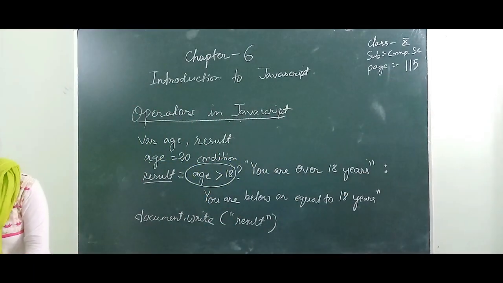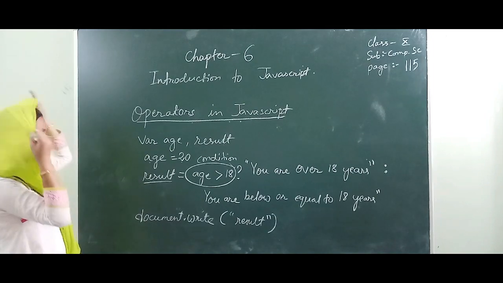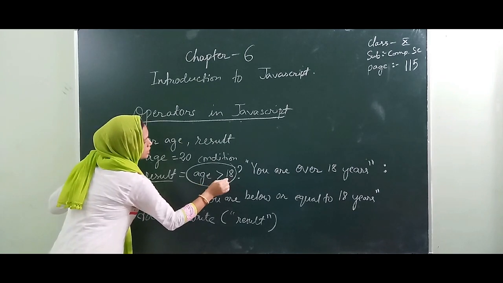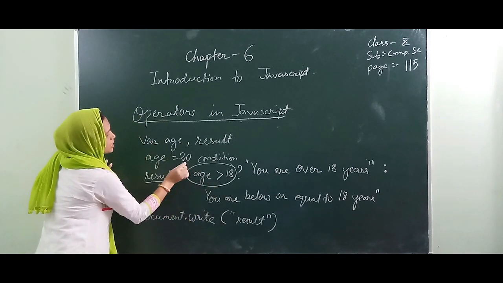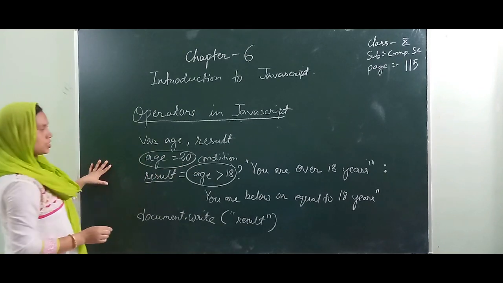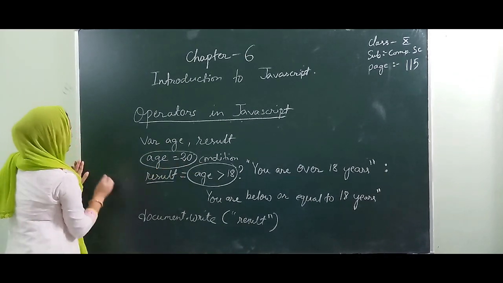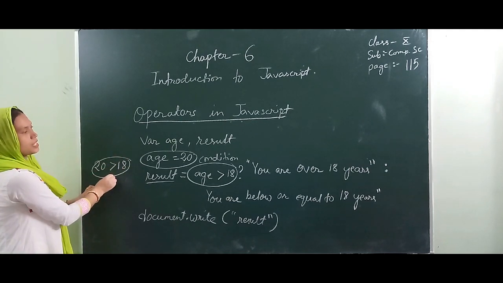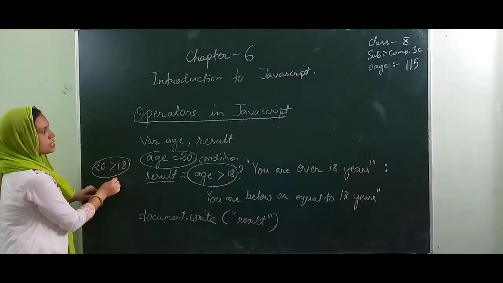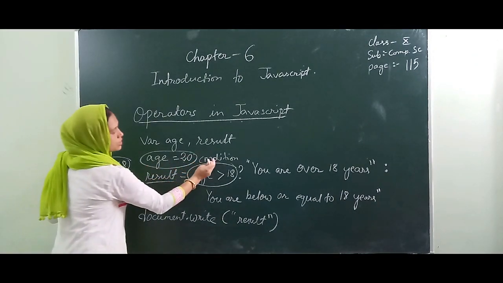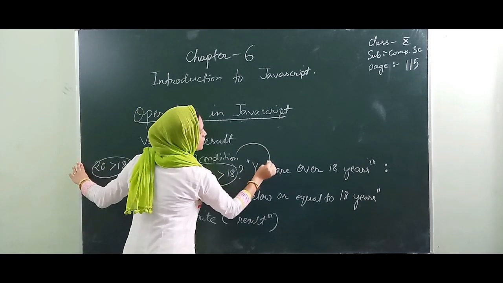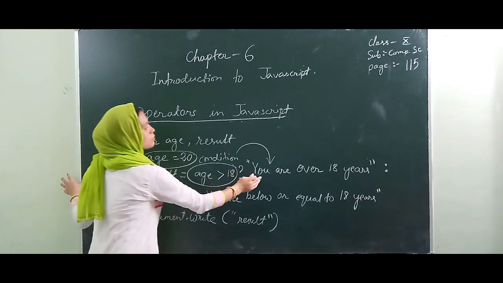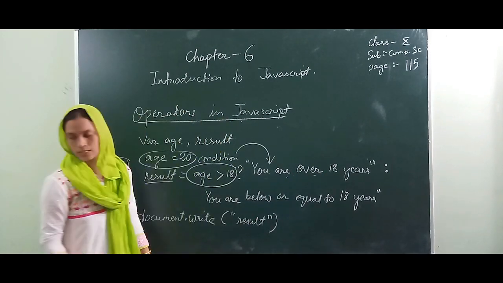Now, we are going to find out what will be the output of this expression or this program. Here, age is greater than 18. So we need to check the age which is given in the declaration. The age is 20. That means 20 is greater than 18, which is satisfied. As we have said for the conditional operator, if the condition is satisfied, you give the result just after the question mark. So here the result will be: you are over 18 years.